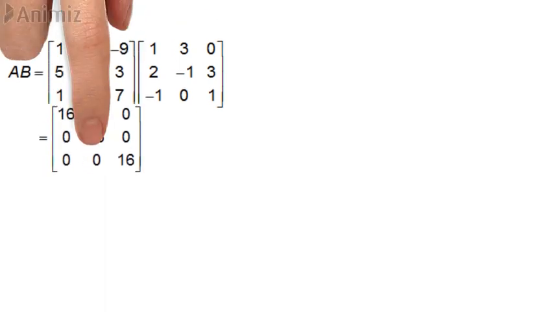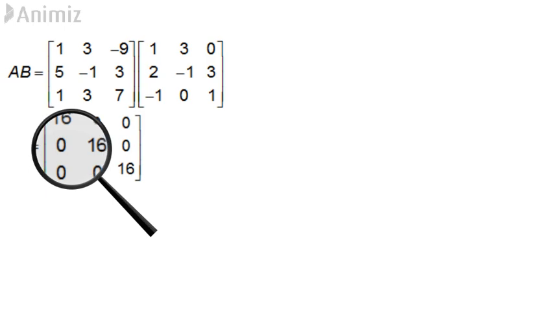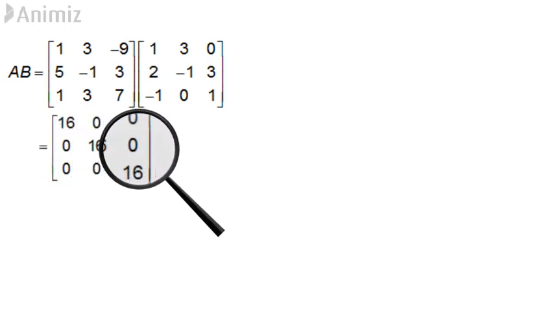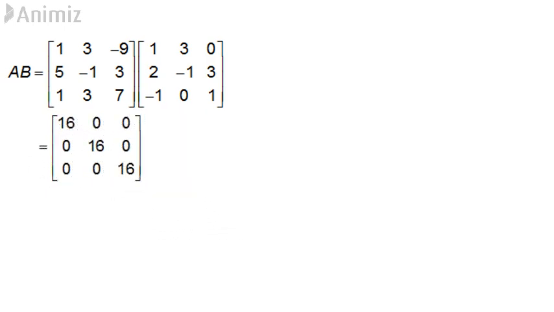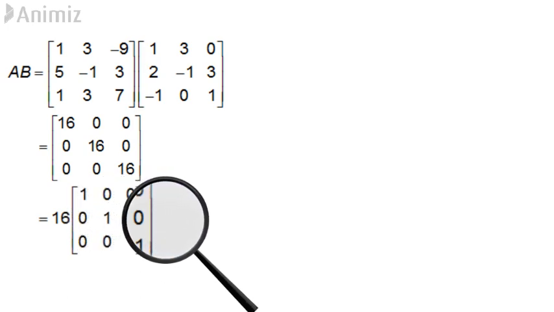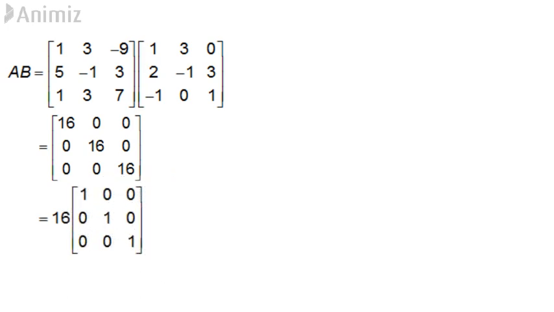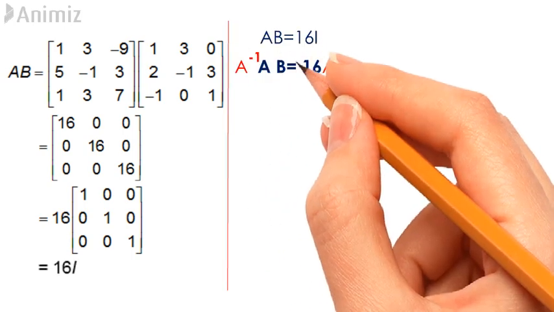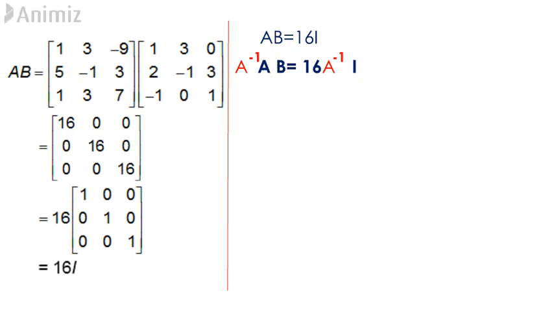To find AB, we multiply matrix A and matrix B together. This gives us 16, 0, 0, 0, 16, 0, 0, 0, 16. Factoring out the 16 here gives us 16 multiplied by the identity matrix 1, 0, 0, 0, 1, 0, 0, 0, 1. Therefore, AB is equal to 16I.